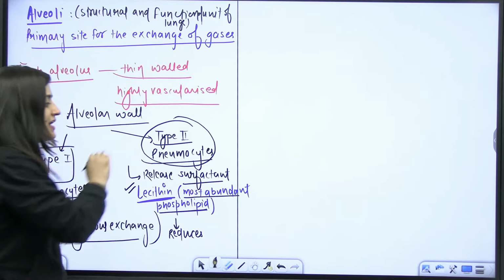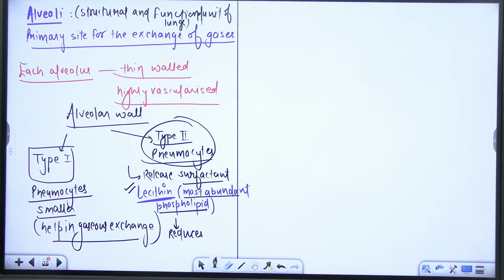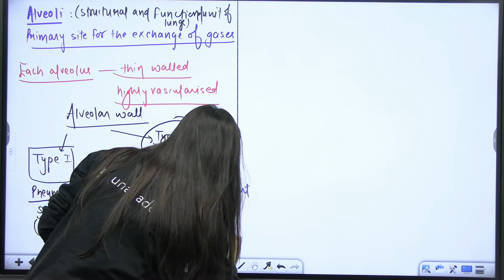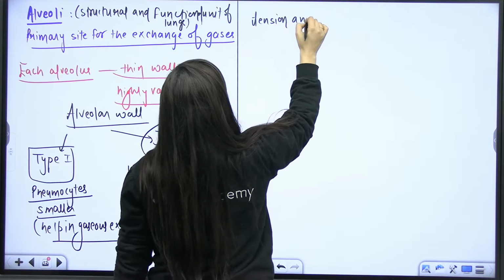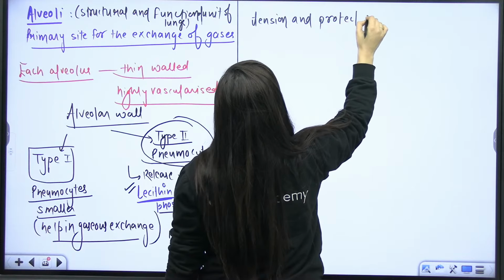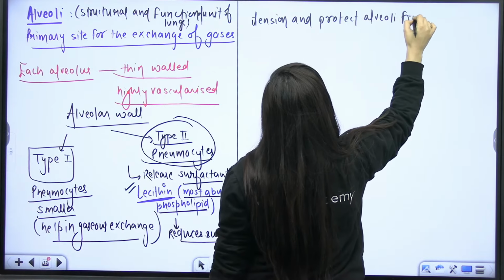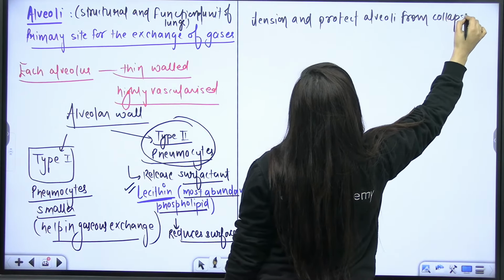So type 2 pneumocytes release the surfactant, as I said. That is a phospholipid, the most abundant phospholipid. So it reduces the surface tension of alveoli. And how will it help? It prevents it from collapsing. So it reduces surface tension and protects alveoli from collapsing. And not just these two types of cells, other types are there.